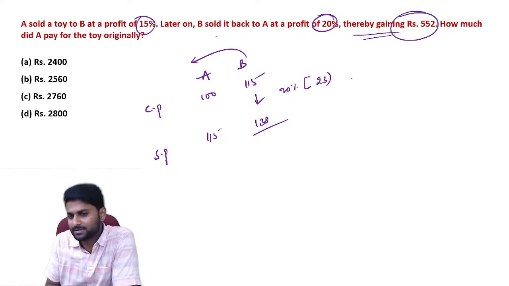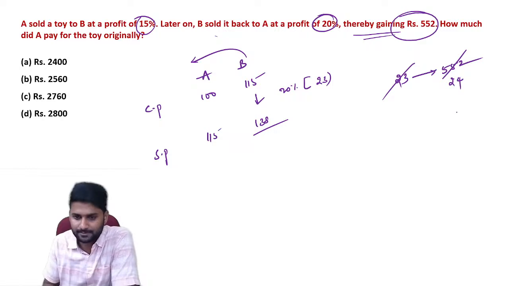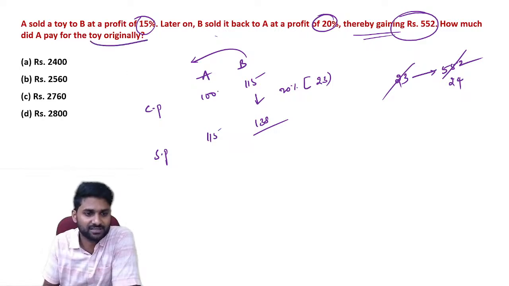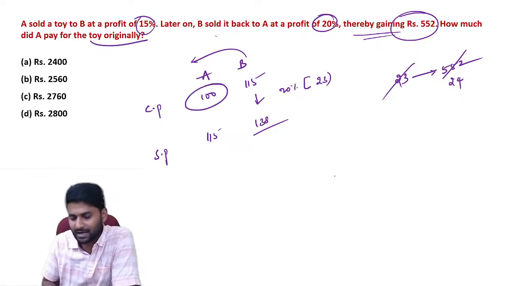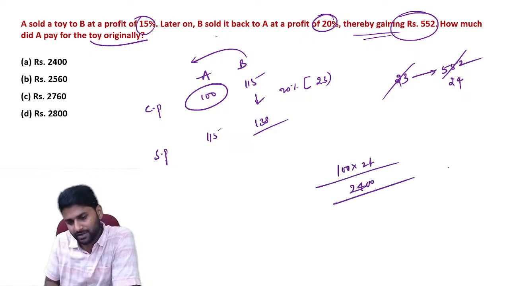Now finally the person earns a profit of 552 rupees. So here the profit is 23 units. If 23 units is equal to 552, then each unit is exactly equal to 24. Now the question: how much did A pay for the toy originally? Originally he was paying 100 units, and each unit is equal to 24. Then the total value is equal to 2,400.